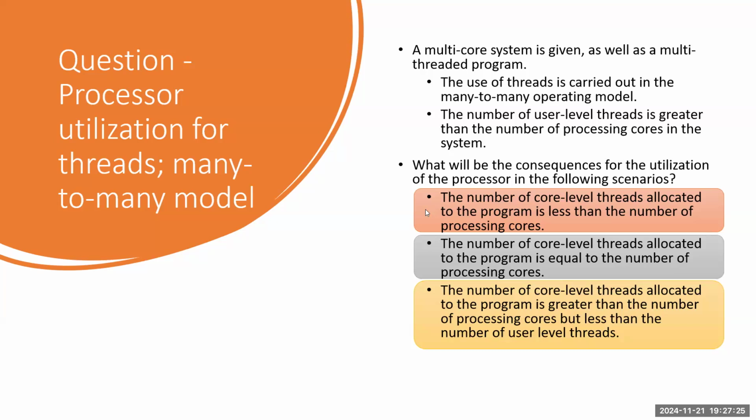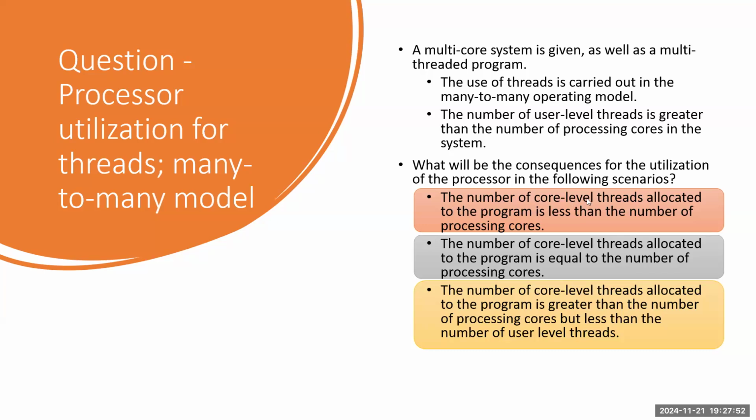What will be the consequence of utilization for the processor in the following scenarios? The number of core level threads allocated to the program is less than the number of processing cores. The number of core level threads allocated to the program is equal. And the number of core level threads allocated to the program is greater than the number of processing cores, but less than the number of user level threads.